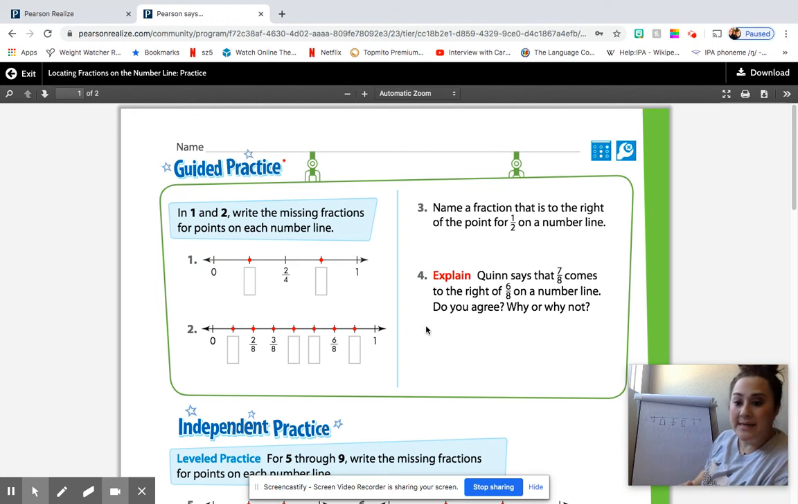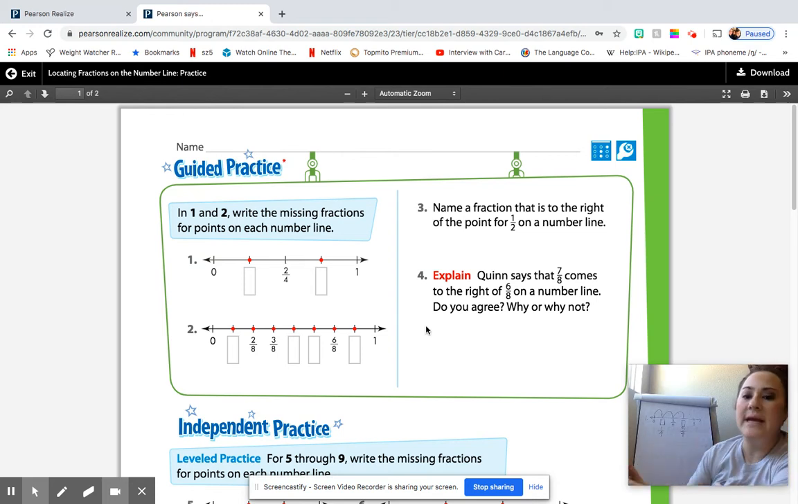Well, to determine my denominator, I need to count my equal spaces. So I have 1, 2, 3, and 4. So I know my 4 is going to be the denominator. Now I can count 1. So that is 1/4. 2, 3/4. So you are going to fill in 1/4 and 3/4 on your number line.